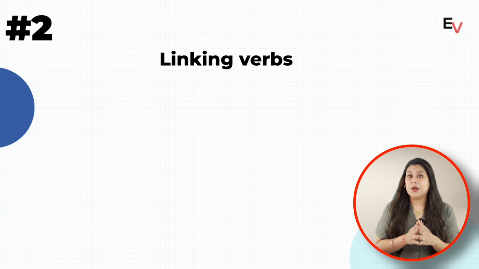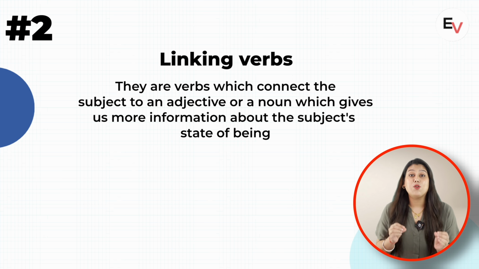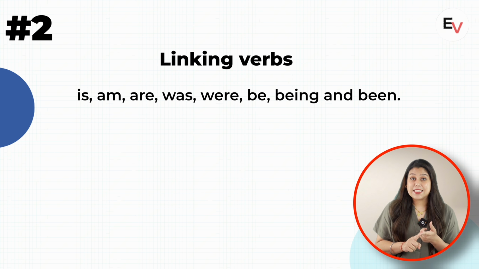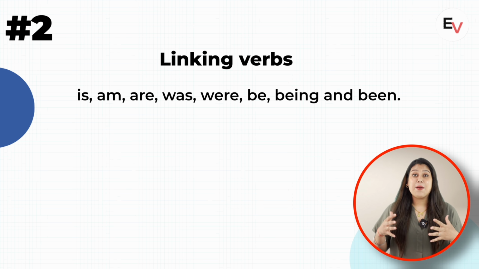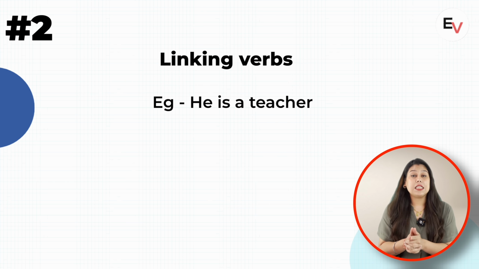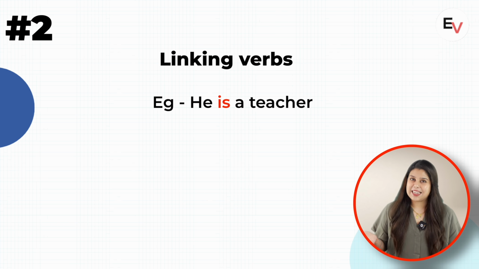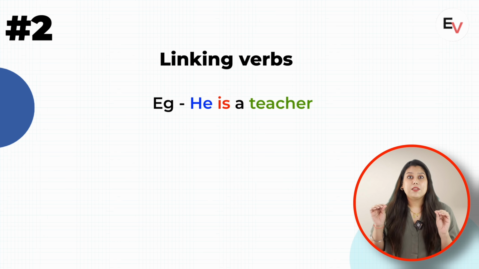Moving on to linking verbs. Linking verbs are verbs which connect the subject to an adjective or a noun which gives us more information about the subject's state of being. Some common linking verbs are is, am, are, was, were, be, being and been. Let's look at a couple of examples. He is a teacher. Over here in this sentence, the linking verb is "is", which connects the subject, which is he, to the noun, teacher.